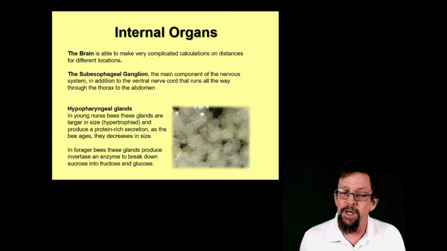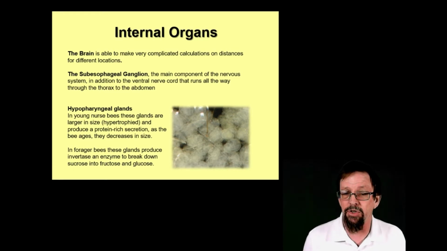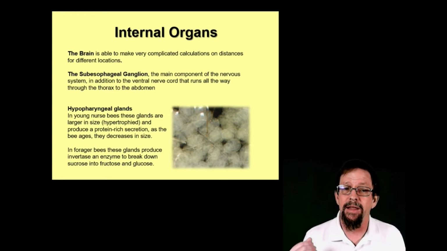Now, one really important thing here in the head is the hypopharyngeal glands. In young nurse bees, these are large glands, and they produce a protein-rich secretion that is used to feed the young. But as bees age, they decrease in size and they change in function. They go from feeding the young as nurse bees to being able to break down sucrose into fructose and glucose. So these actually change over time. But the main importance is that the hypopharyngeal glands in young nurse bees are used to feed the young larvae.